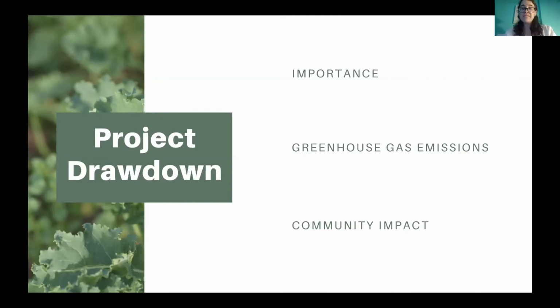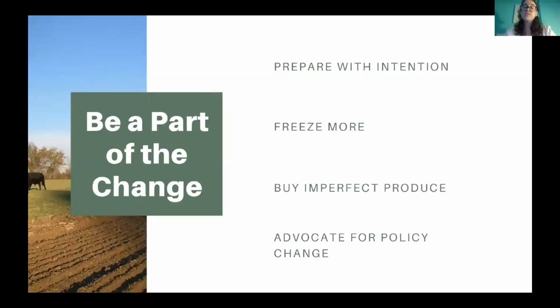We can reduce even more by avoiding deforestation for additional farmland. Finally, the tremendous community impact. We can feed people if we change systems and reallocate surplus food to organizations supporting our communities. So this is where you come in. Be a part of the change.